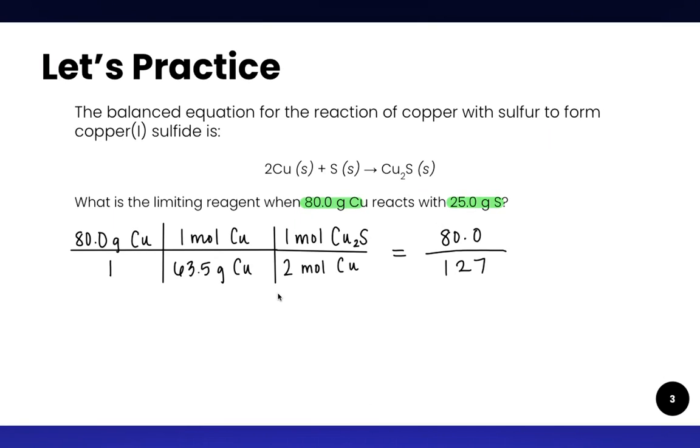Let's check our dimensional analysis. Grams of copper and moles of copper go away. We're left with moles of copper 1 sulfide. When you complete the math, you get 0.6299 moles of copper 1 sulfide. Okay, so let's compare that to how much copper 1 sulfide we can expect from 25 grams of sulfur.